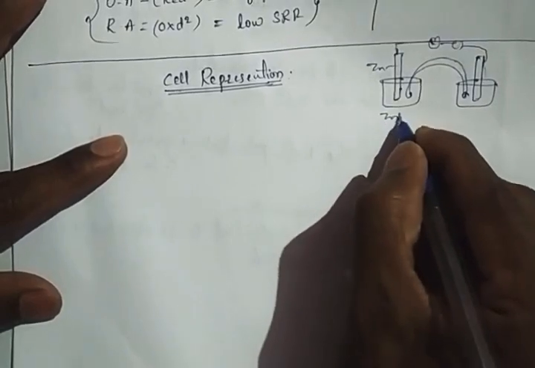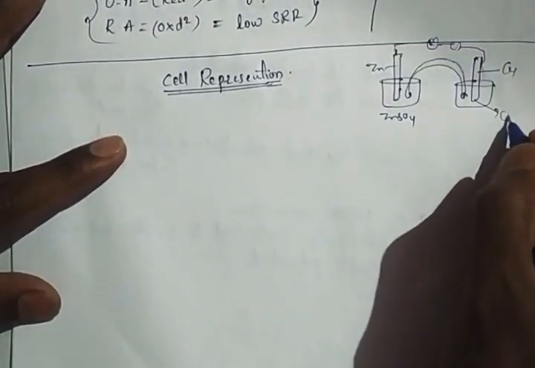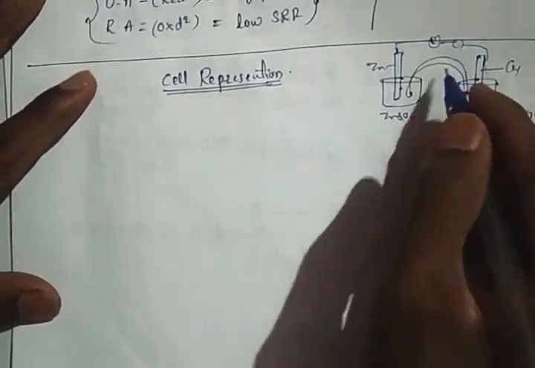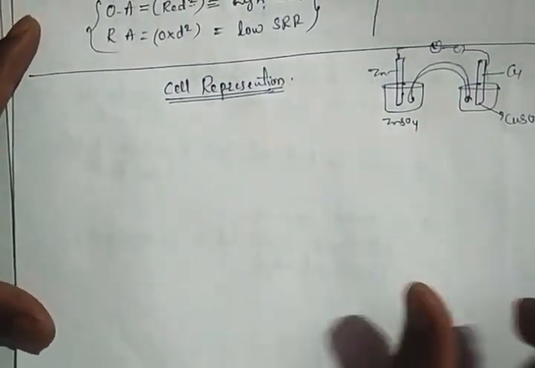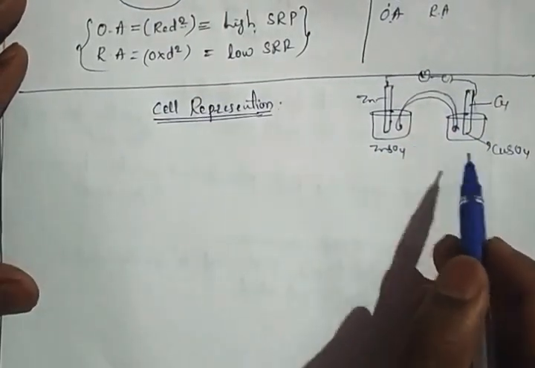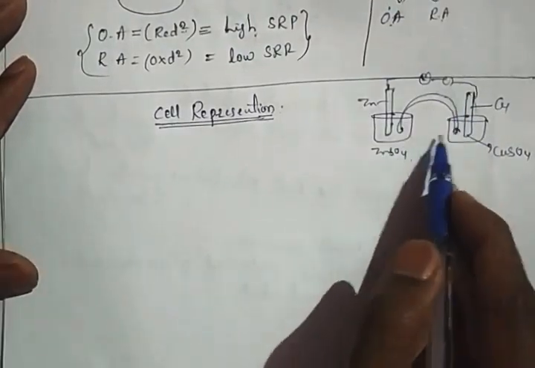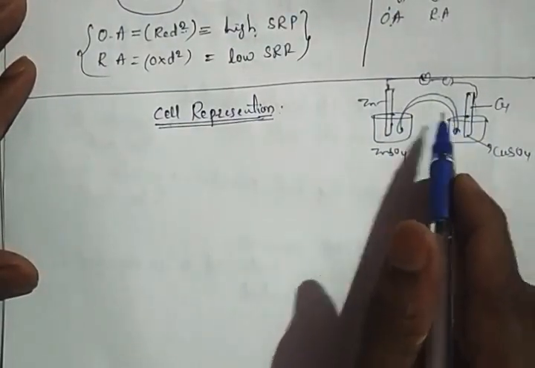Zinc rod dipped in zinc sulfate, copper rod dipped in copper sulfate, right? And this one is the salt bridge. Now it is a cell. How are we going to represent this cell? What are the components present in a cell, and how are we going to represent it?